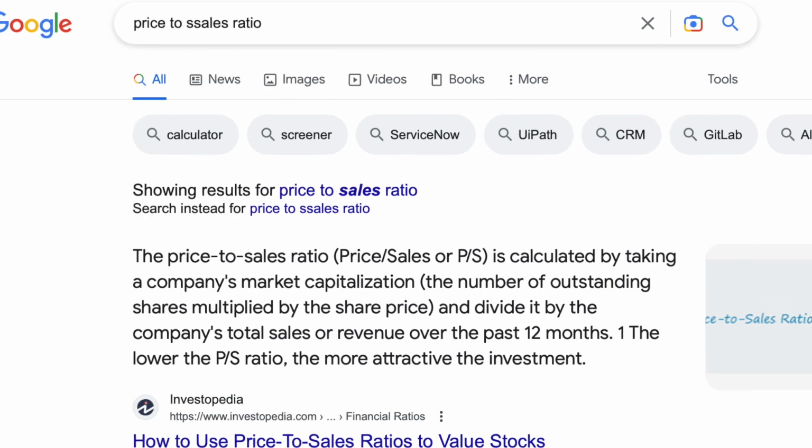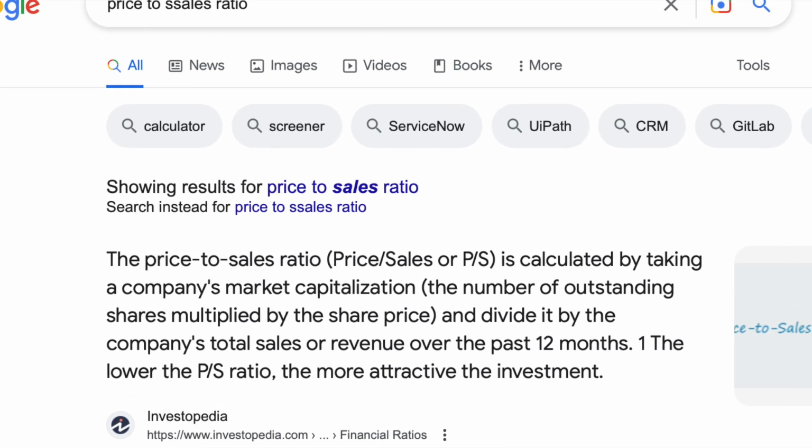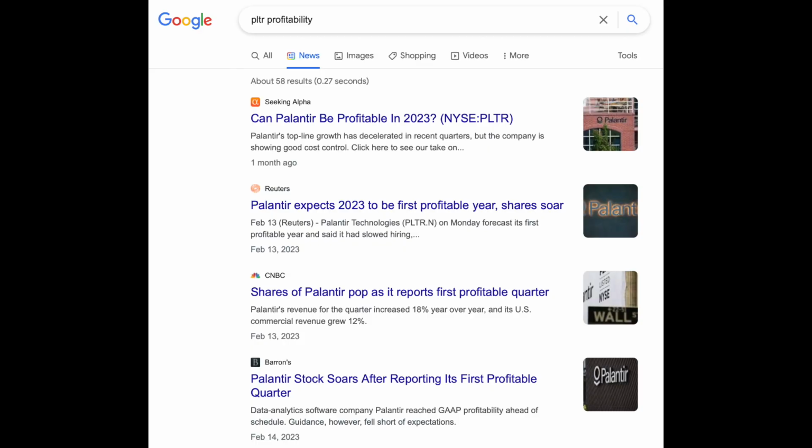Price to sales is a great valuation to look at when you want to compare a company that isn't making money to other companies, and Pltr has just started to make money in the last quarter.